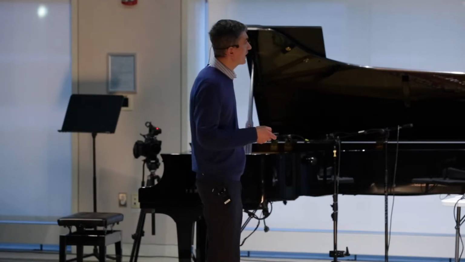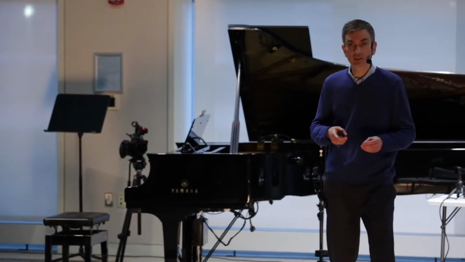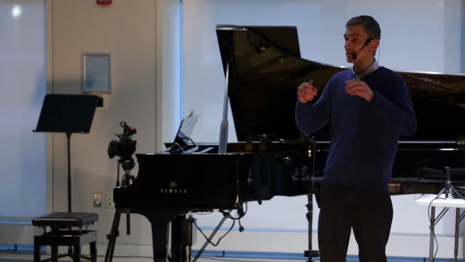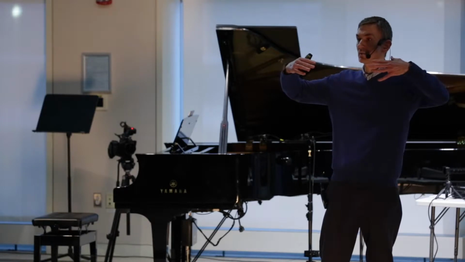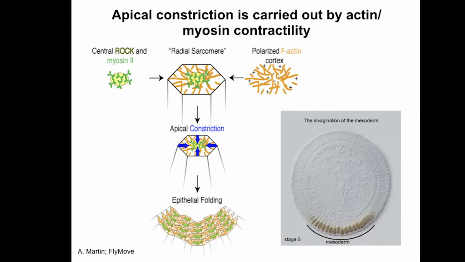A lot of this work has been done in the lab of Adam Martin, where they developed an interesting model of a so-called radial sarcomere. I showed you the structure of a linear sarcomere which is present in our muscles, but here we have a radial arrangement of these molecules. Actin filaments are arranged from the center of the cell outward like this. And then myosin forms a tight ball in the center of the apical region.